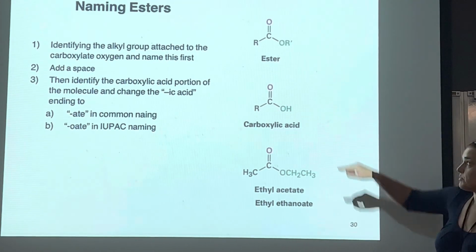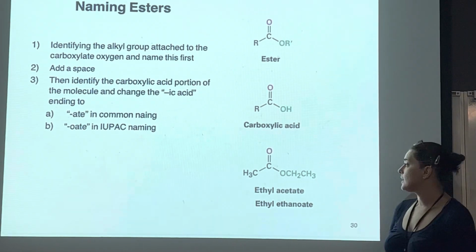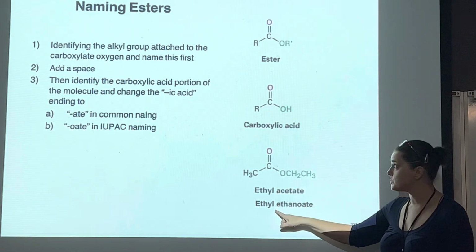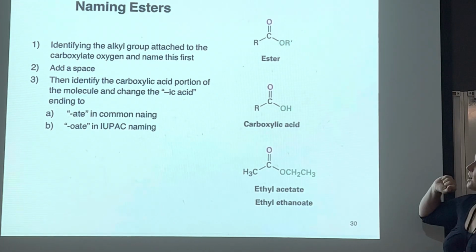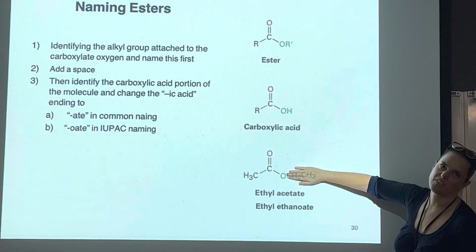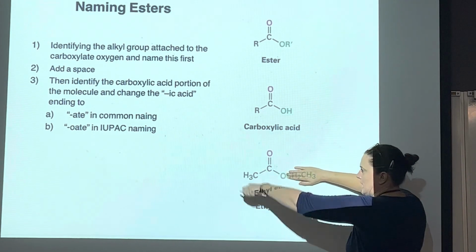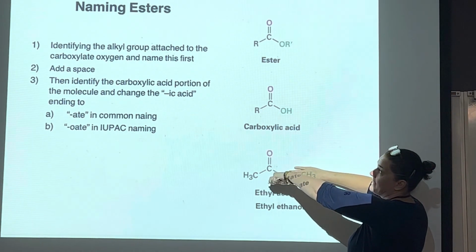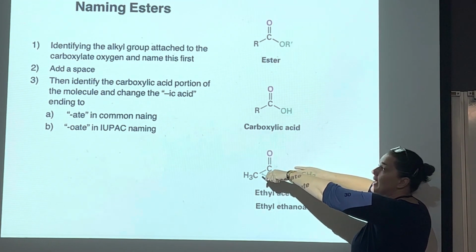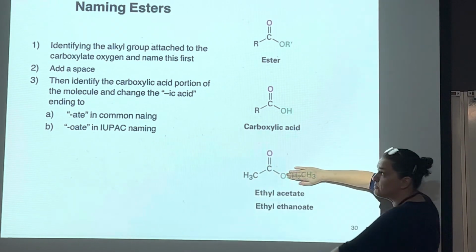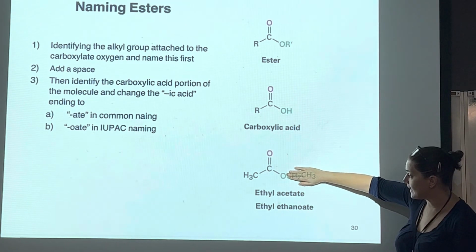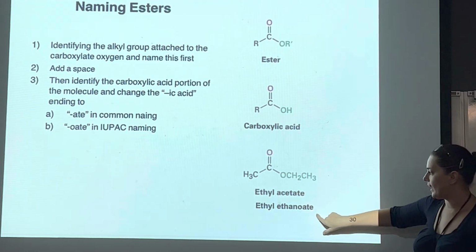And that brings us back up here to the rules. So number 2. After we did number 1 and we identified the R prime, we said ethyl, and then we added a space. And then it says, identify the carboxylic acid portion of the molecule, which means this part over here, without the hydrogen, okay? That's the parent part of it. And change the -ic acid, so carboxylic acid, to -ate for common naming, and -oate for IUPAC. And we did that. We said acetate and ethanoate.